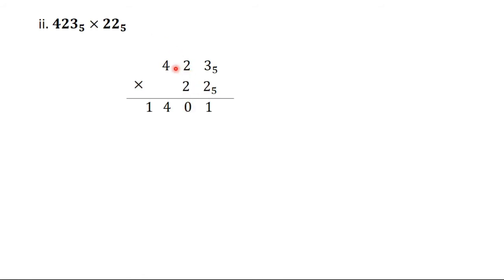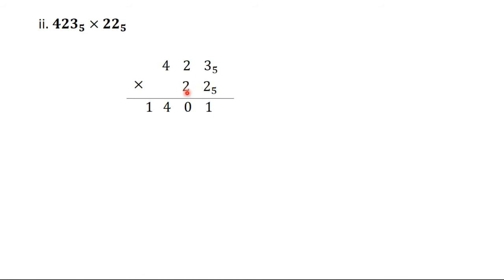Now 2 times 4 will give us 8. You already have a remainder which is 1. You add that to 8, you are going to get 9. 9 in base 5 is going to give us 1 remainder 4, as we have it here. Now we are done multiplying with this, so you pick this one.